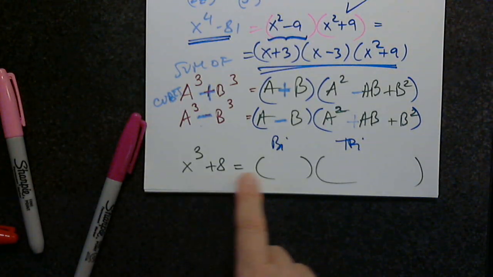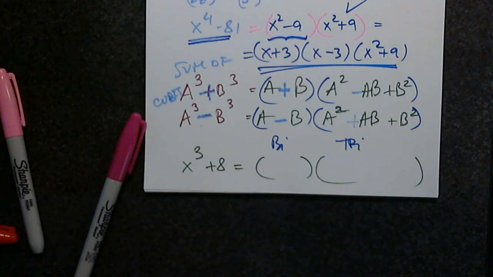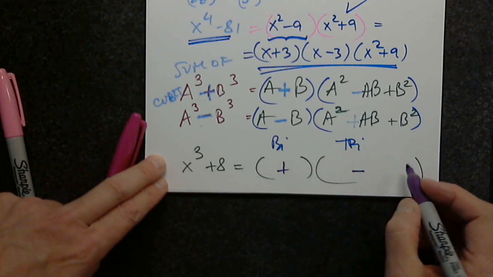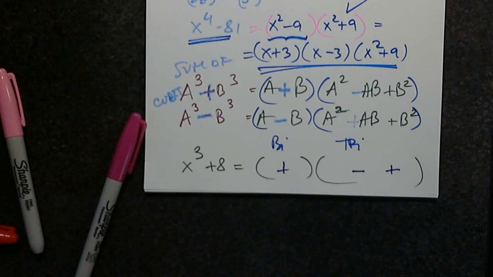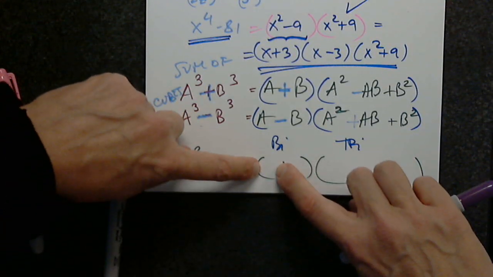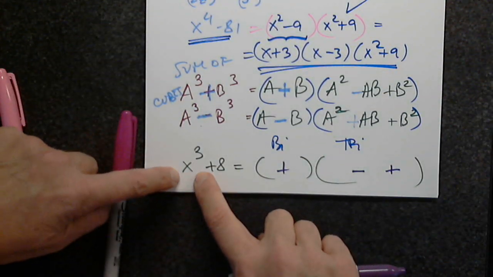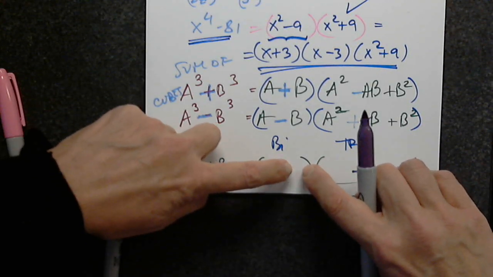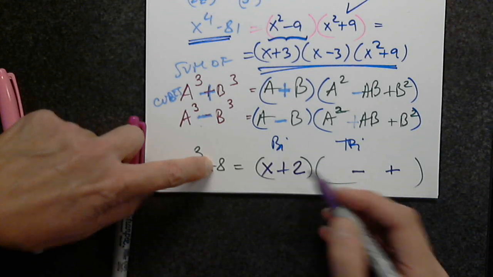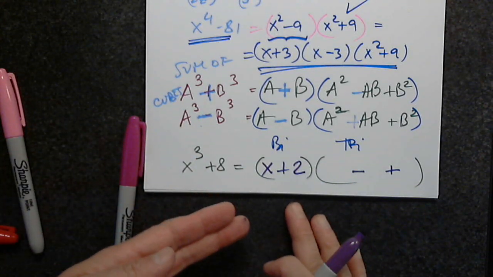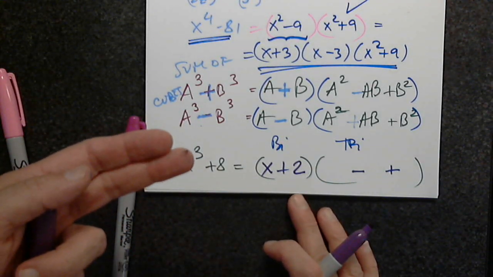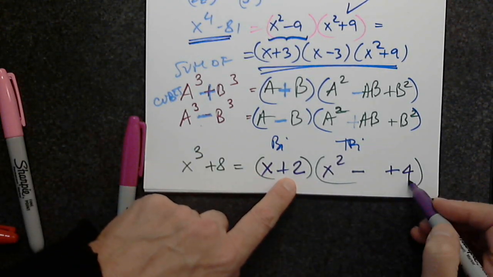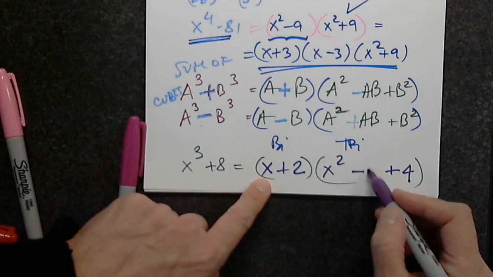So first of all, what is the sign in between? X plus 8. Very good. What is the sign in the middle? Good. And the last one we don't even discuss. So I'm asking myself, what goes here that I cube to get this? Of course. What goes here that I cube to get this? Of course. So this is really all I need. Now I square this term, I square this term, and in the middle I just put their product.